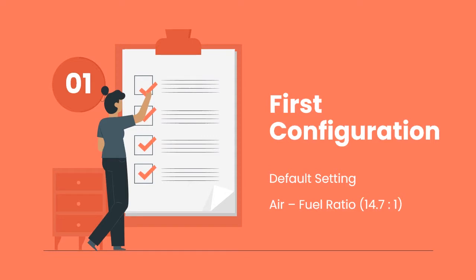Alright, let's go to the first configuration, which is the default setting with air-fuel ratio of 1 to 14.7. The video that will be shown is just a sample of 3 default experiment runs that were conducted. So have fun, here's the video.